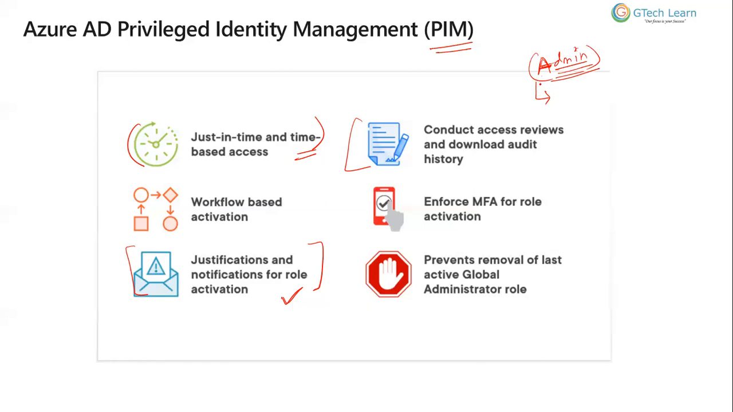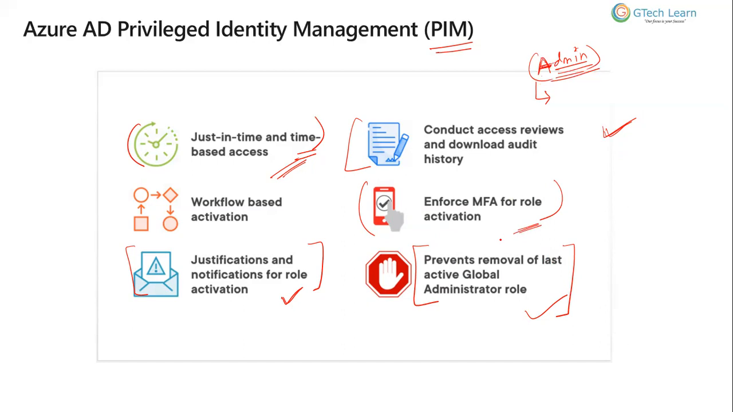So apart from that, we can utilize PIM and provide just-in-time based access to the specific user. So if the access is required, only then can the user enable the role and work with it. That will help us prevent the removal of the last active global admin role, the last active administrator role that we have assigned. And we can also enforce MFA on role activation.